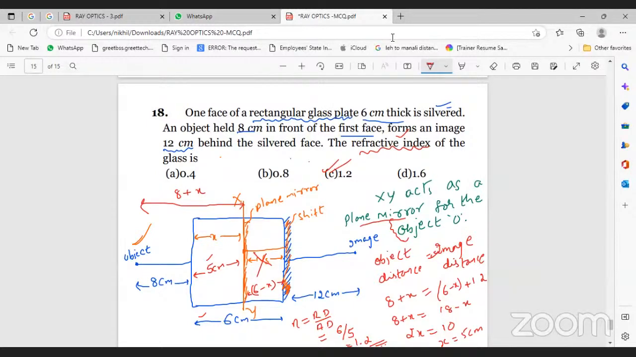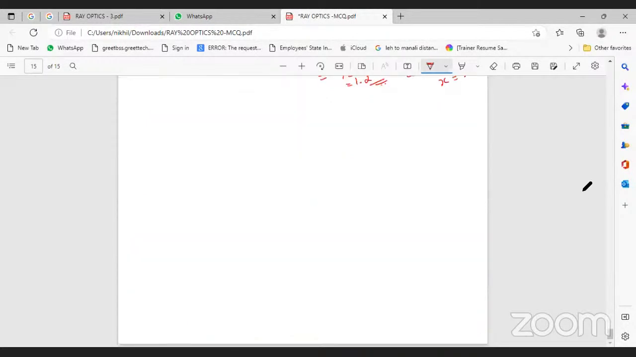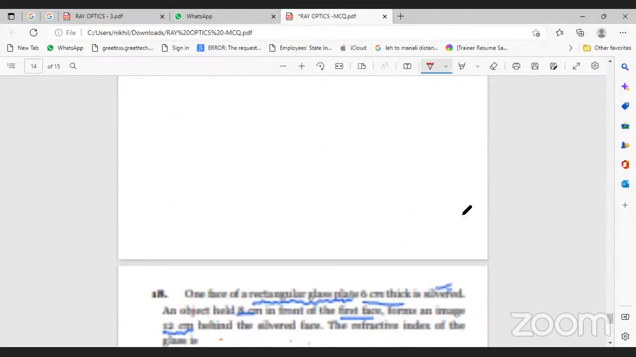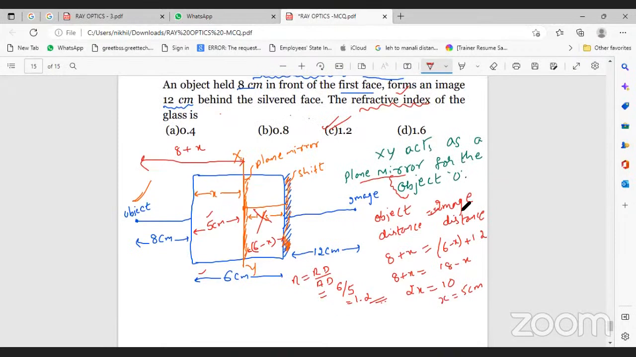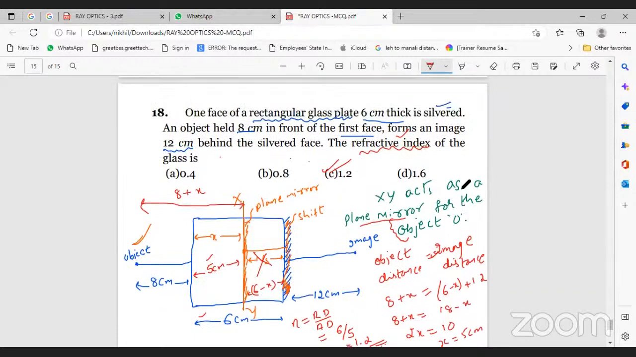Shall we move on to the next refraction, that is refraction through prism? These are the varieties of problems in plane surface. For curved surface, we will take up the next concept, that is spherical surface. We'll take that in the spherical surface.